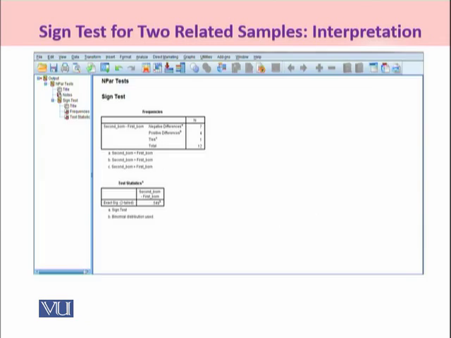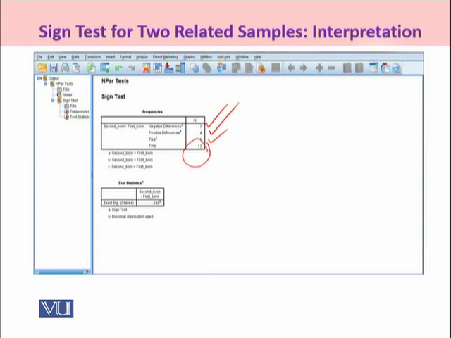Now, this is the particular output window of SPSS. Here, the negative differences are given as 7. The positives are given as 4, and there was a tie with one of the pairs. So that is also reported, and the total was 12. Obviously one of the pairs would be discarded out of the total of 12, the reason being that they were exactly identical. We can't consider them as being positive or negative.